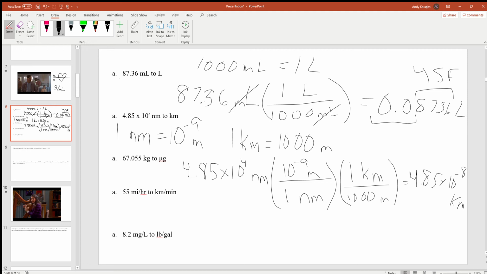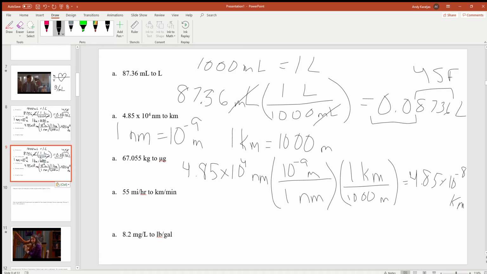All right, I'm going to skip ahead to part E, the milligrams per liter to pounds per gallon. So again, as we saw on one of our previous questions, we're going to need multiple steps here. And so I'm going to go now to a blank page so that we can work through this problem with plenty of room.